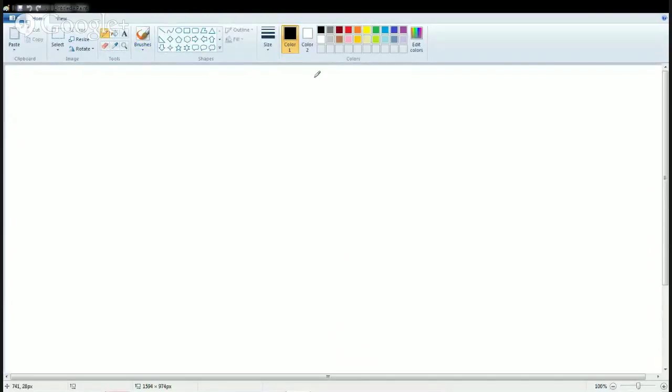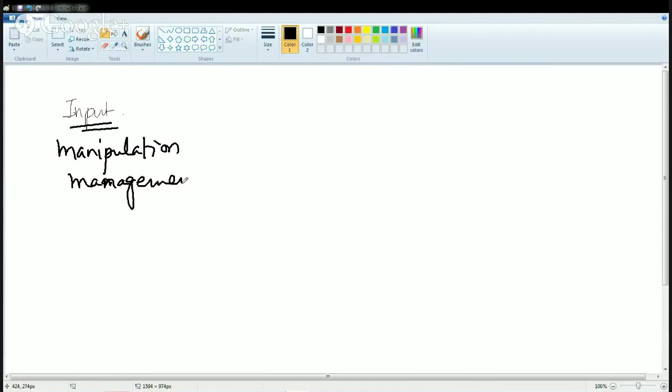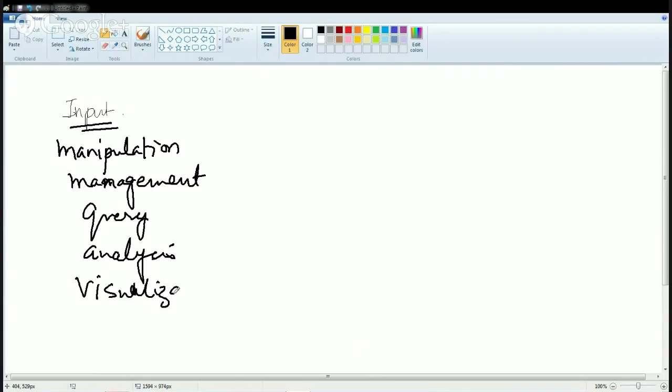The first concept we will be talking about is GIS processes. Under GIS processes, the first process that is very important in GIS is input. So any information that we are putting into the system. The next step that we need to consider is manipulation of the data, management of the data, then we need to query the data. Based on that, there should be an analysis and finally a visualization. Now let's understand this step by step.